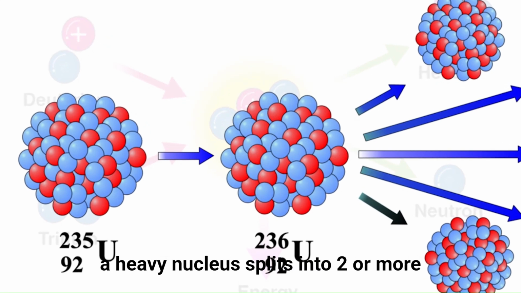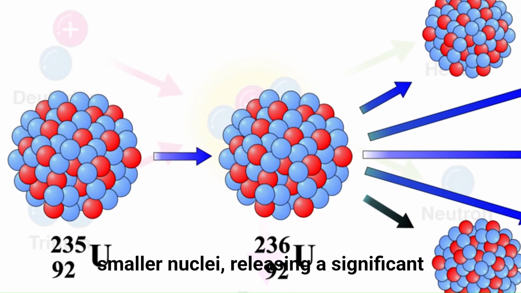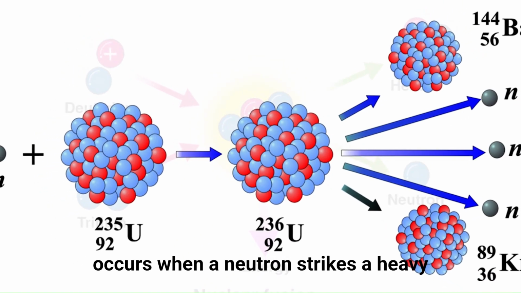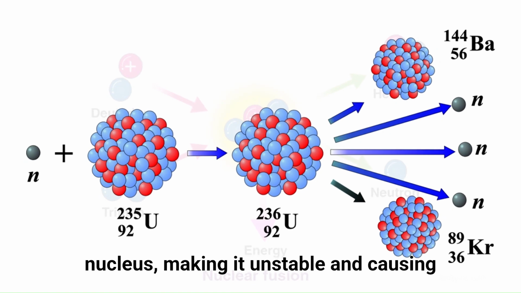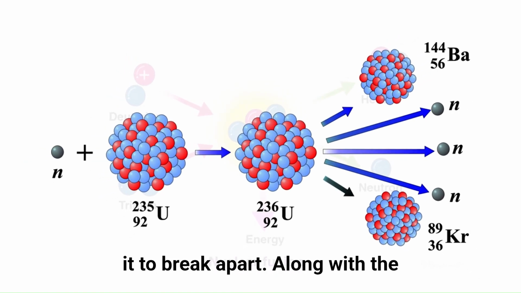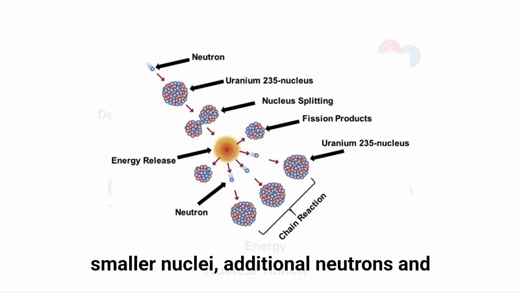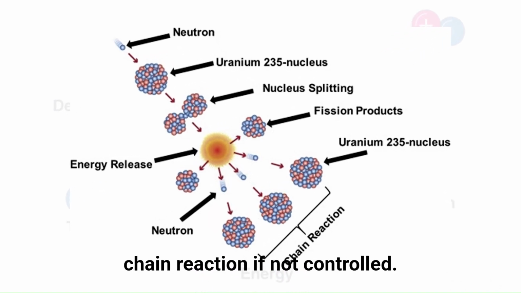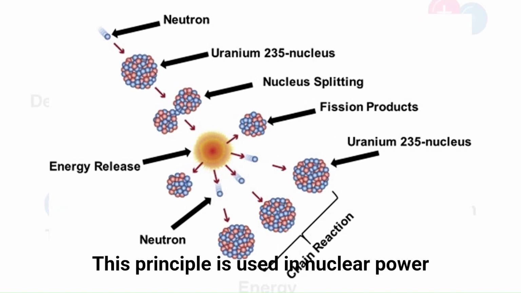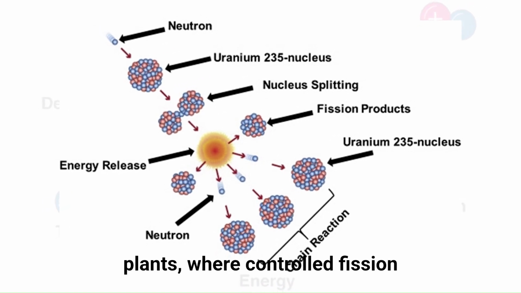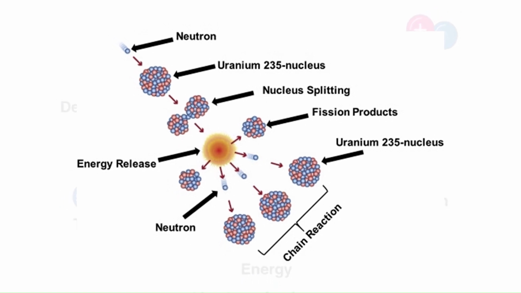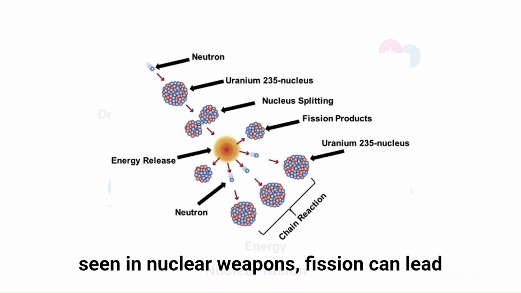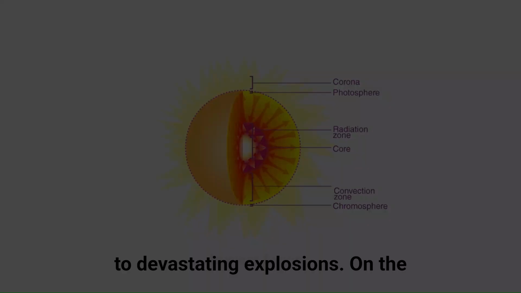Fission is the process in which a heavy nucleus splits into two or more smaller nuclei, releasing a significant amount of energy. This process occurs when a neutron strikes a heavy nucleus, making it unstable and causing it to break apart. Along with the smaller nuclei, additional neutrons and energy are released, which can trigger a chain reaction if not controlled. This principle is used in nuclear power plants, where controlled fission reactions generate electricity. However, in an uncontrolled state, as seen in nuclear weapons, fission can lead to devastating explosions.